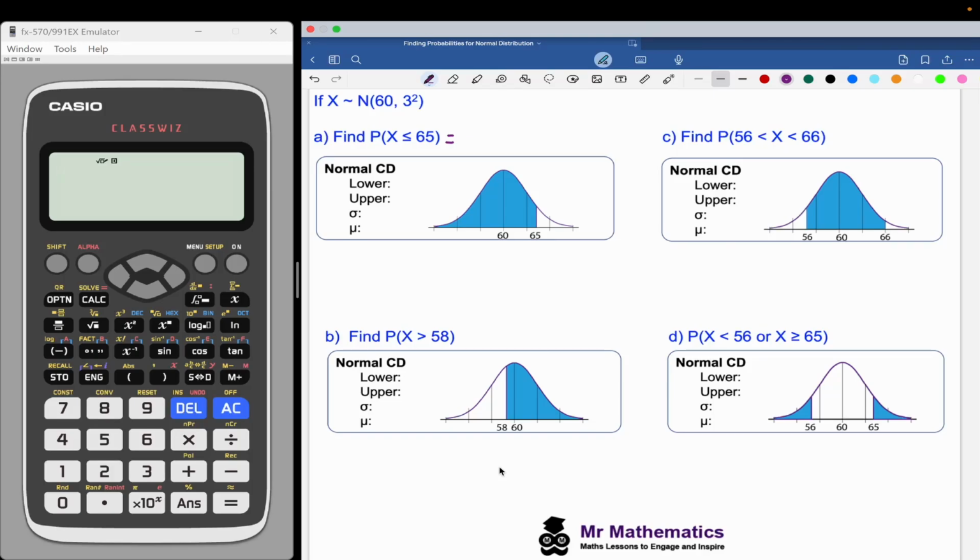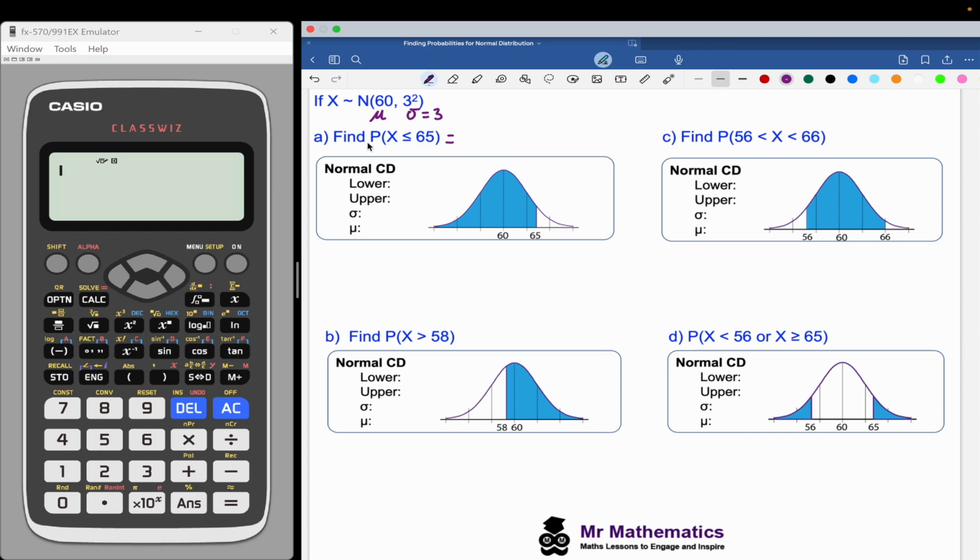Hi everybody. So in this video, I'm going to show you how to calculate probabilities using the normal cumulative distribution on a calculator. So we're told in example 1 that x, our random continuous variable, is distributed normally with a mean of 60, so this value represents our mu, and a variance of 3 squared, so this means the standard deviation will be equal to 3.